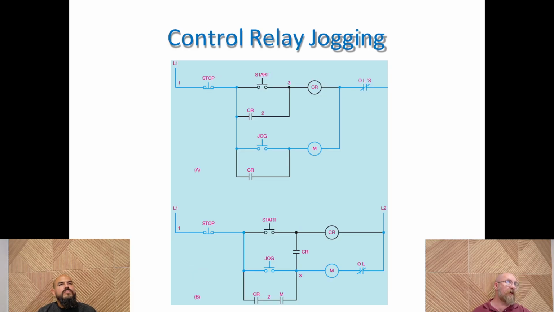Control relay jogging. Control relays are something that we will actually use in PLC programming, but they used to be used in actual physical machine wiring. Less so now. It's actually pretty rare to have physical control relays anymore. They're usually in PLC programming. But you might find one out there. Maybe.